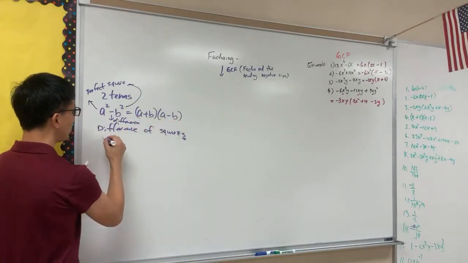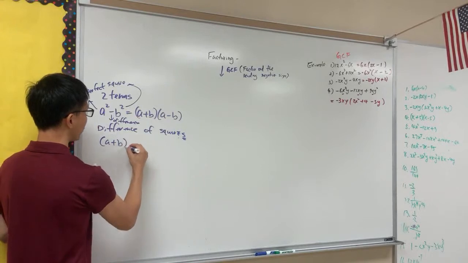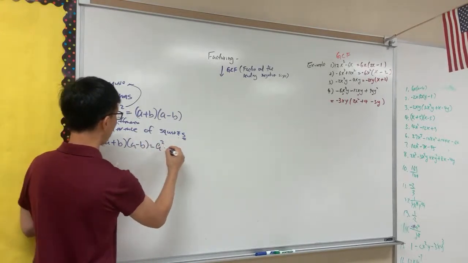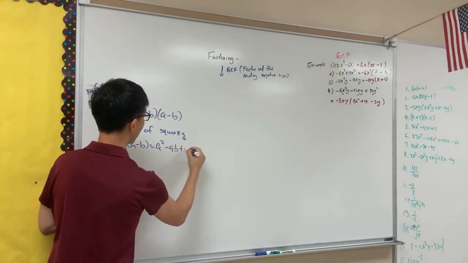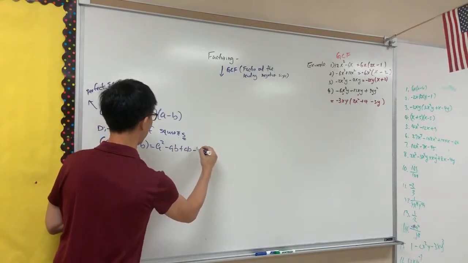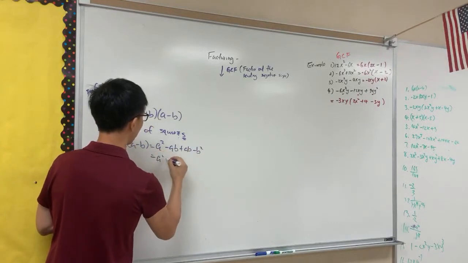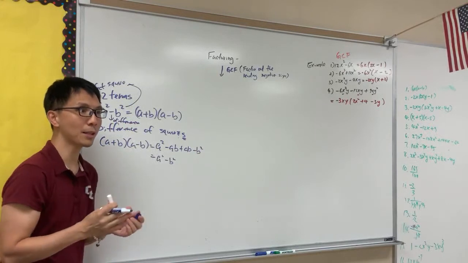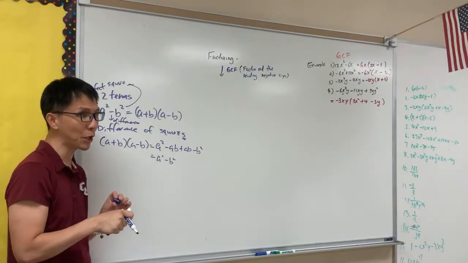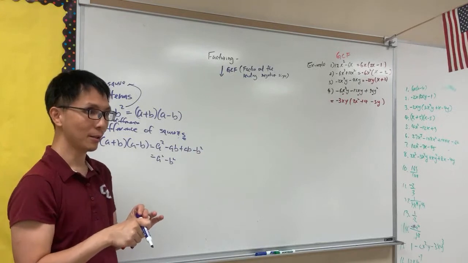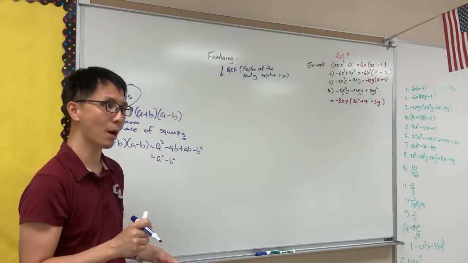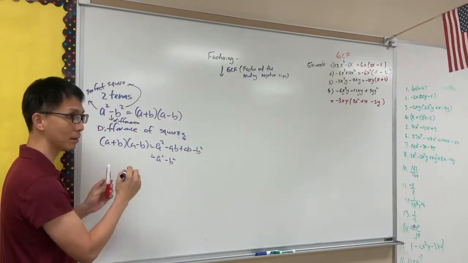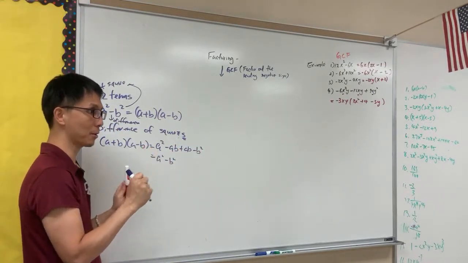If you don't believe me, figure it out. That's equal to a squared minus ab plus ab minus b squared, which is equal to a squared minus b squared. Some of you already know this, which is great. But do you know that you can use this to do speed math? So think about this question.